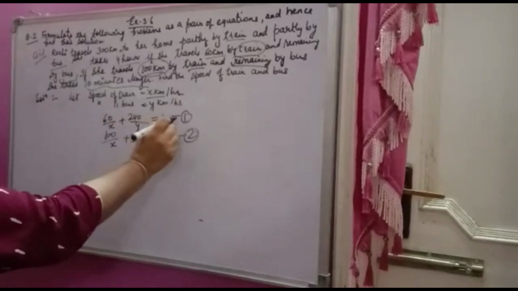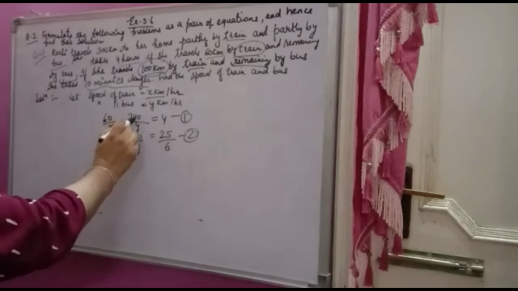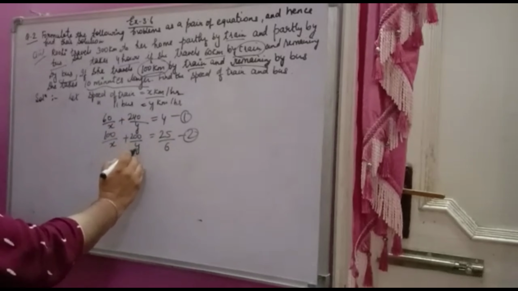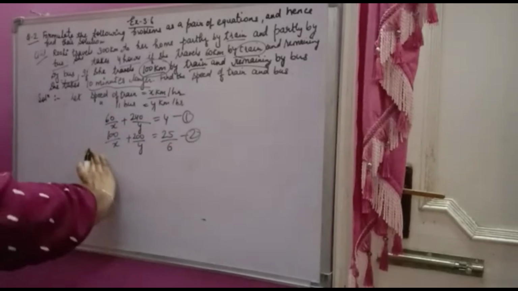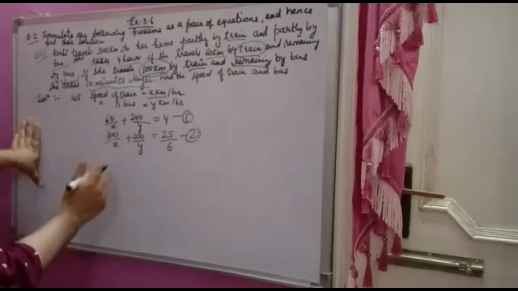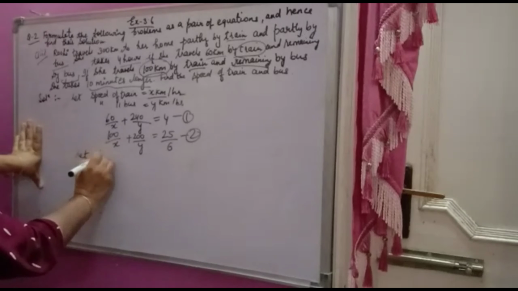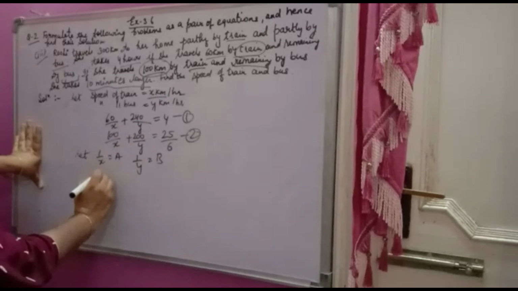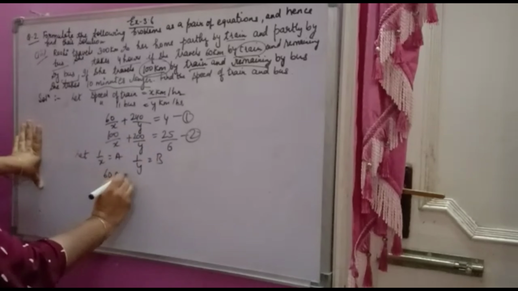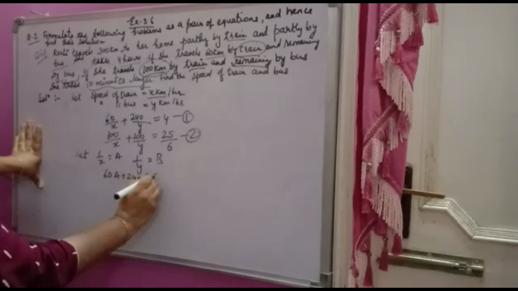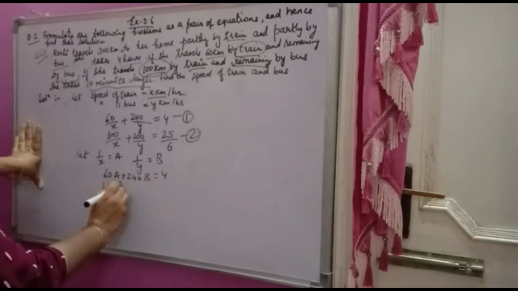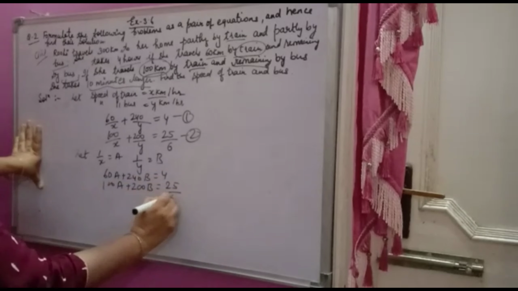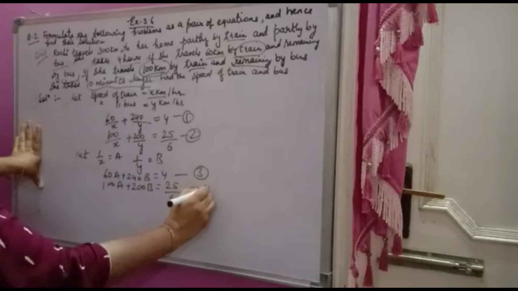Now first equation I have written here: 60 over x plus 240 over y is equal to 4, and second equation we got: 100 over x plus 200 over y is equal to 25 by 6. Now you have to solve it by reducing them to linear equations. So let 1 over x be a and 1 over y be b. You will put in first and second equation. You will get 60a plus 240b is equal to 4, and 100a plus 200b is equal to 25 by 6. Suppose this is third equation, this is fourth equation.